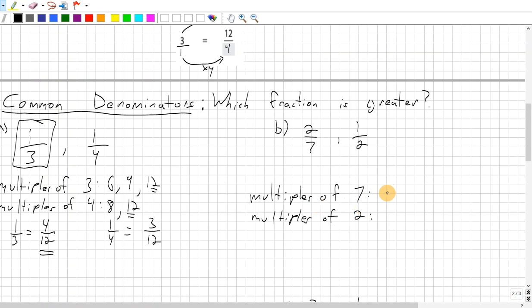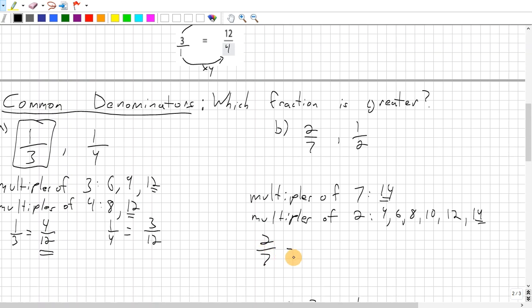So multiples of 7 are 7, 14. I'm going to stop there because I know that 2 will eventually get to 14. So multiples of 2 are 2, 4, 6, 8, 10, 12, 14, so just adding by 2. So 14 is my common denominator.